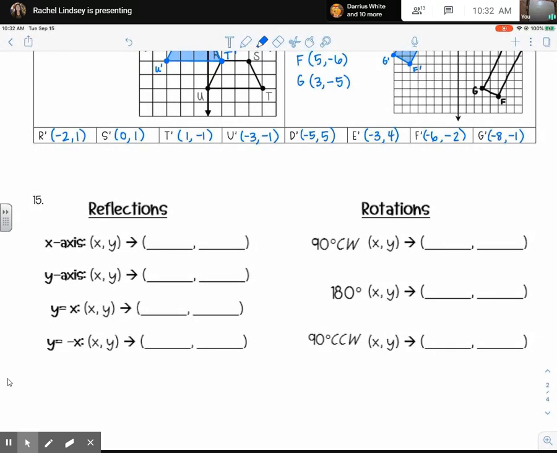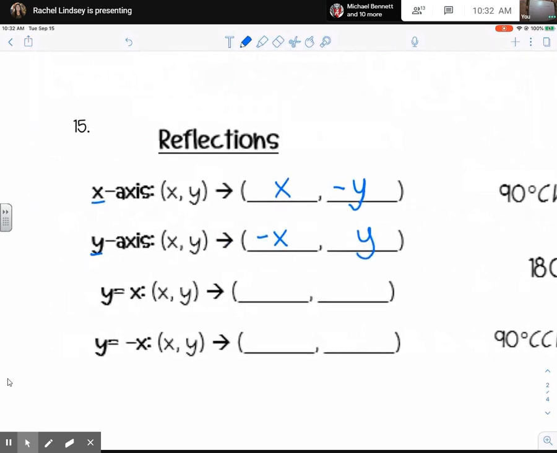So for an x-axis and a y-axis reflection, remember x and y stay in the same spot, but you're gonna change the sign of one of them. Since this is the x-axis, what are we changing, the sign of the x or the y? The y. Y-axis, we change the sign of the x. It's always the opposite. If it's x, change the y; if it's y, change the x. And then with y equals x, remember we put it in that order, y, x. And when it's y equals negative x, put it in that order with both of them negative.